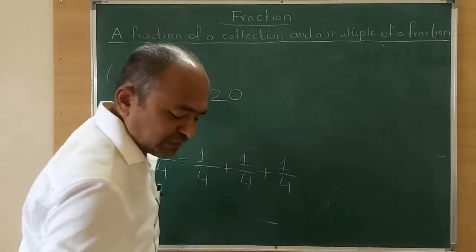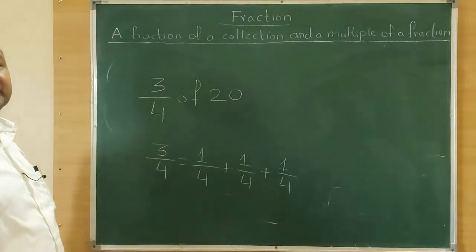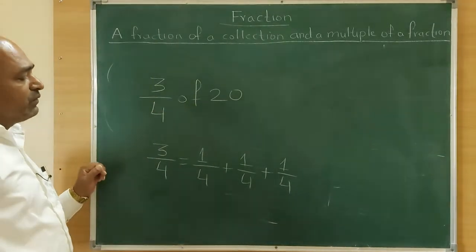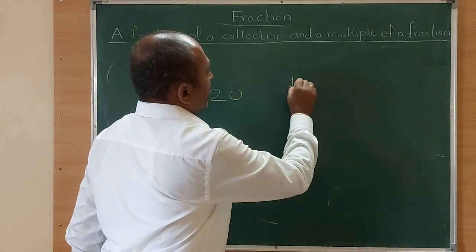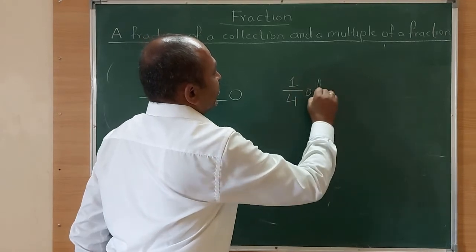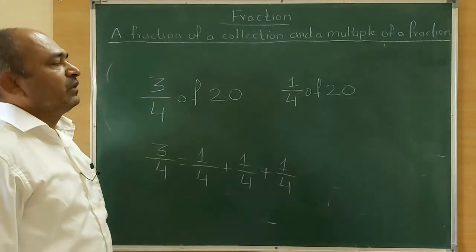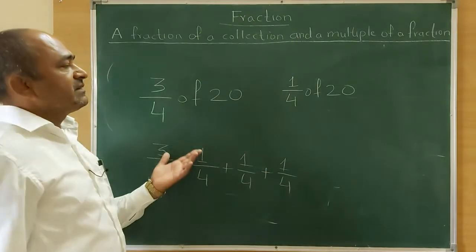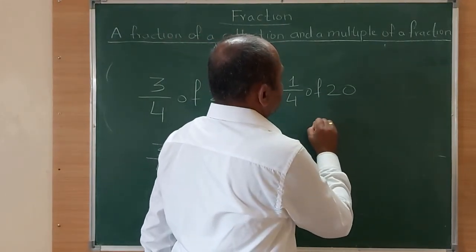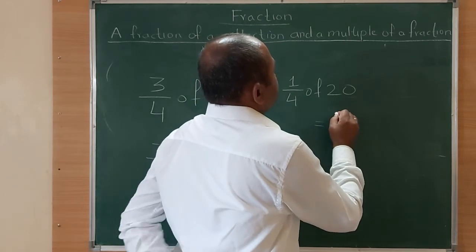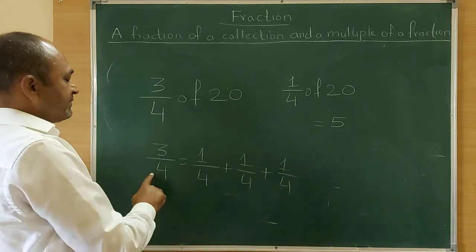So now we know that first we have to find 1 upon 4 of 20. So what is 1 upon 4 of 20? Just now, in the last example, we saw that 1 upon 4 of 20 is 5.